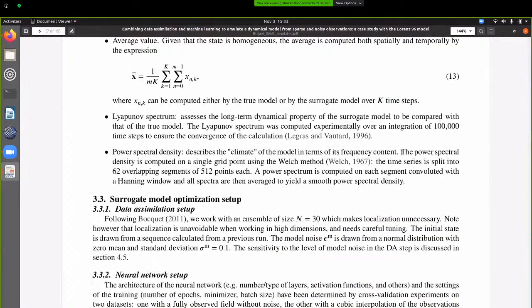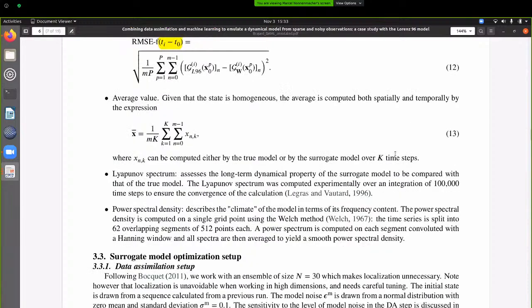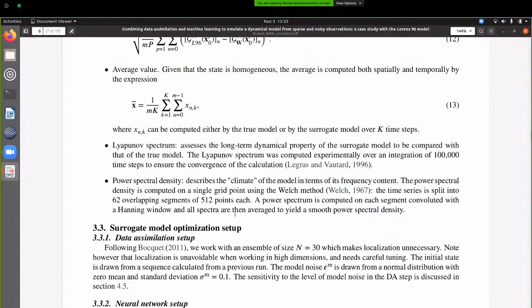And then another thing they look at is the Lyapunov spectrum. So these are the eigenvalues of the dynamics, which in this particular case are important to show that you capture the long-term dynamical properties, in particular the degree of chaos for the Lorenz 96 system. And then for the really long-term stuff, they also look at the power spectral density.